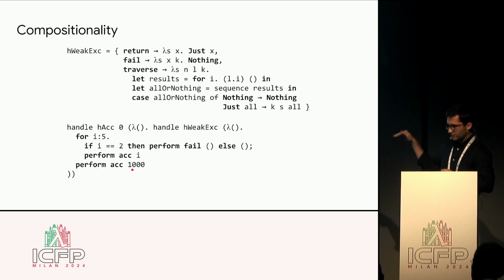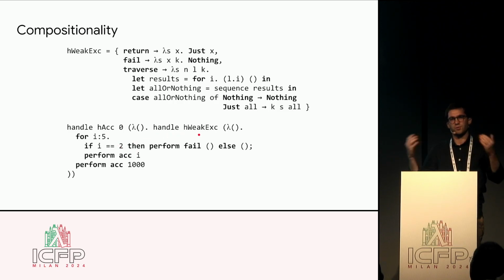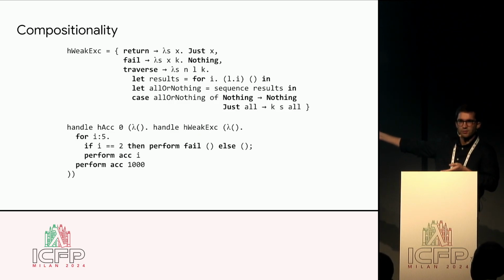If you executed this program with sequential semantics, the way this would go is the 0th iteration would just add 0 to the accumulator. The first one would add 1, and then the one with index 2 would fail. So the whole program would fail. You would expect to see nothing and 2 as the output.